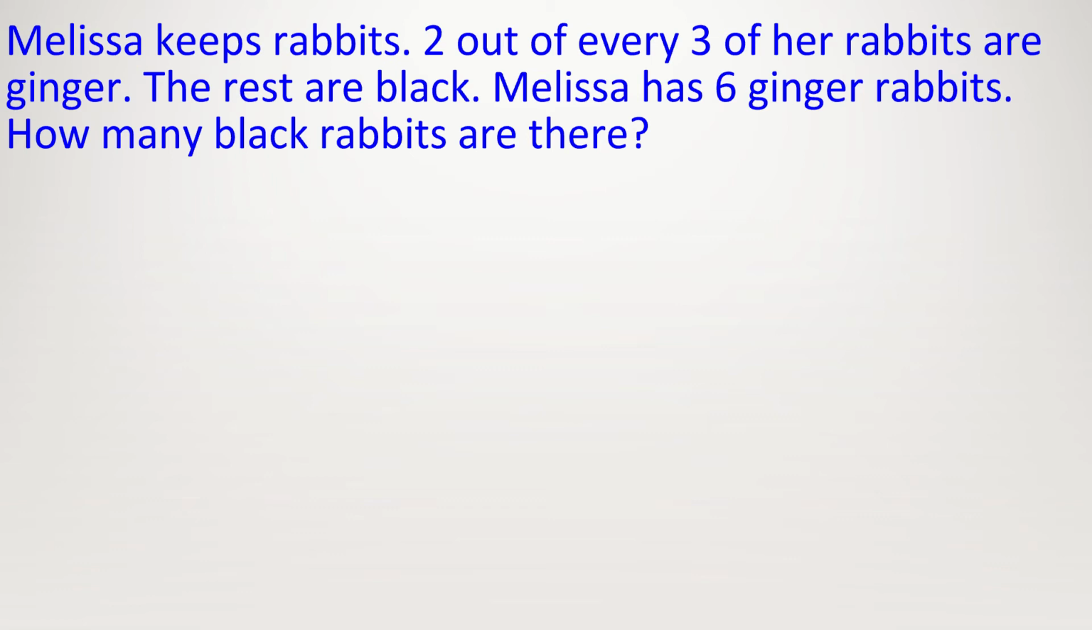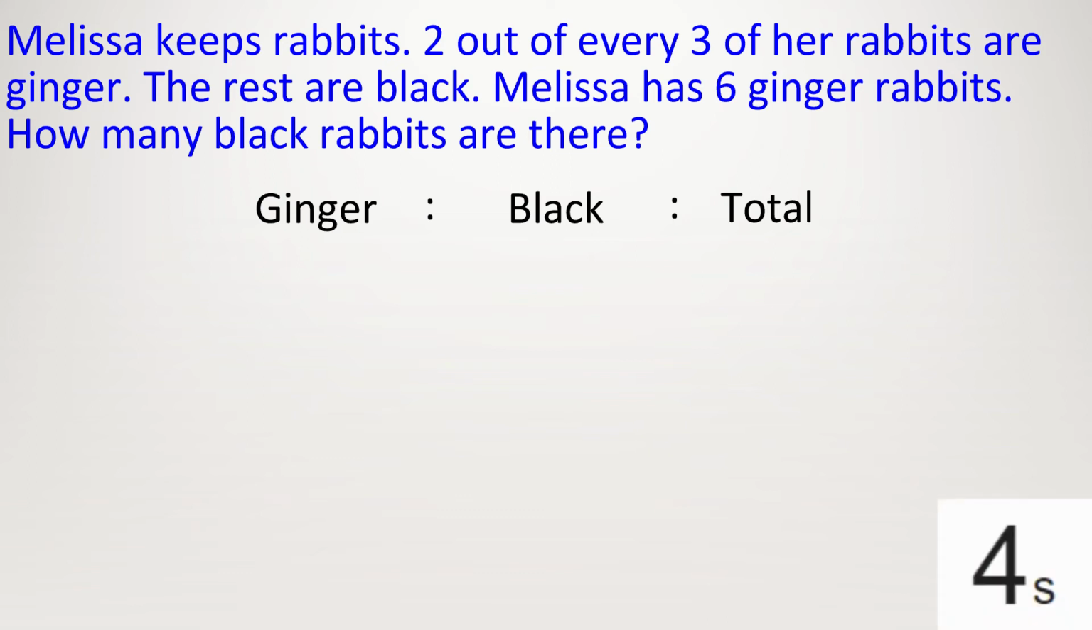Let's have 3 columns. Ginger, black, total. And it is 2 out of every 3. So pause the video, I'll just give you 5 seconds to decide where to put the numbers 2 and 3. Two will go in the ginger column and 3 will go in the total column.